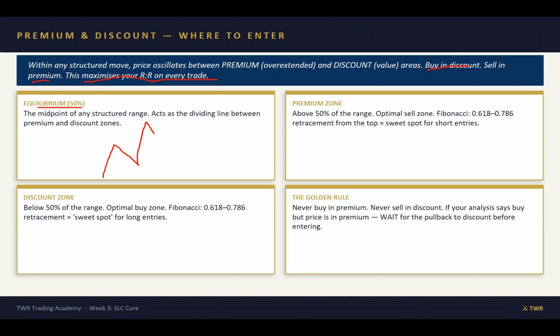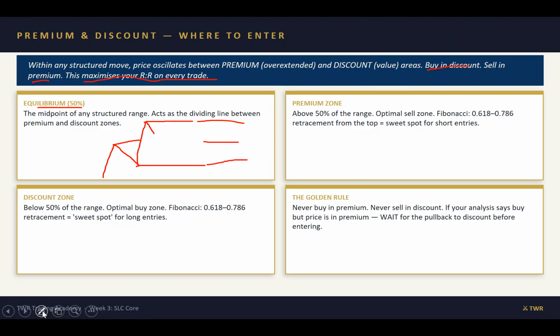This one is a break-off structure. This is a swing low and this is a swing high. So there is something known as a Fibonacci, where you'll use a Fibonacci to measure your 50% zone. So you'll find your 50% resting right there.